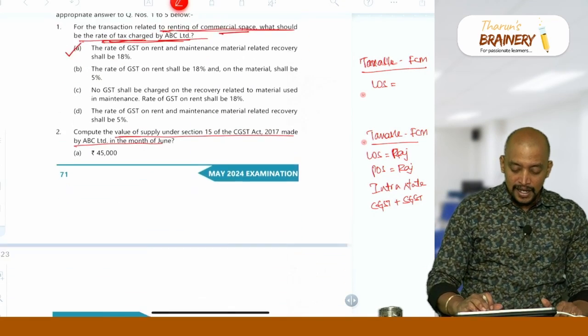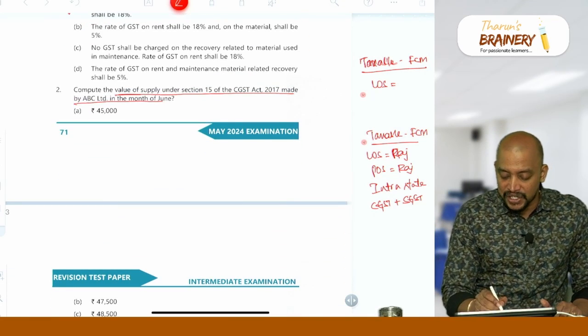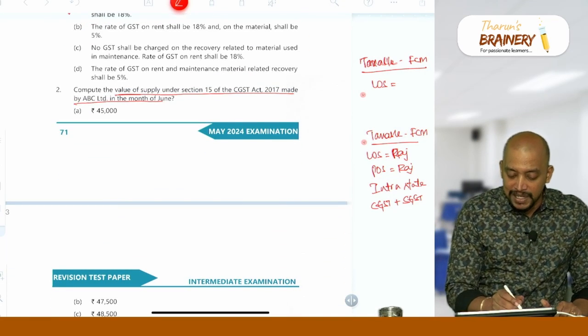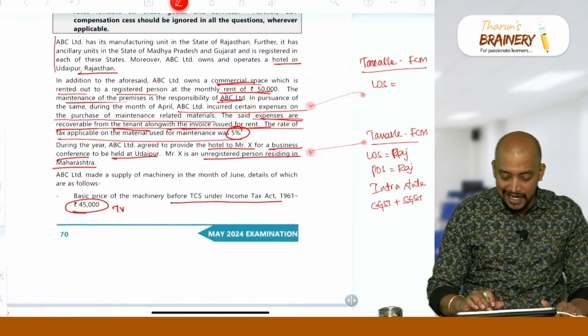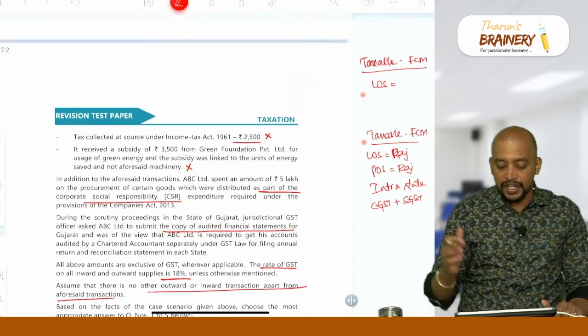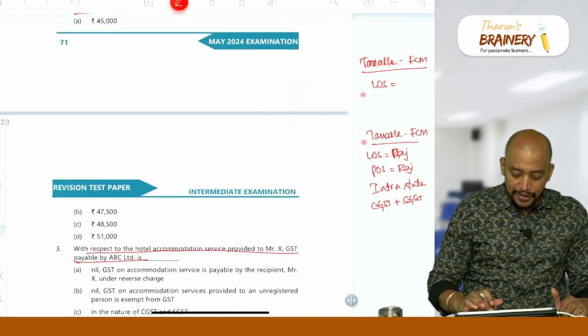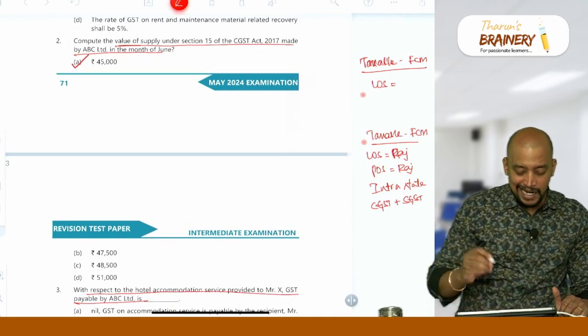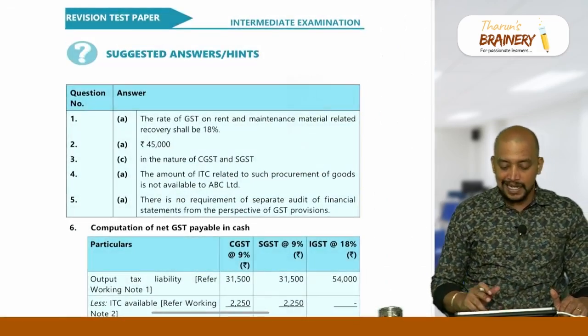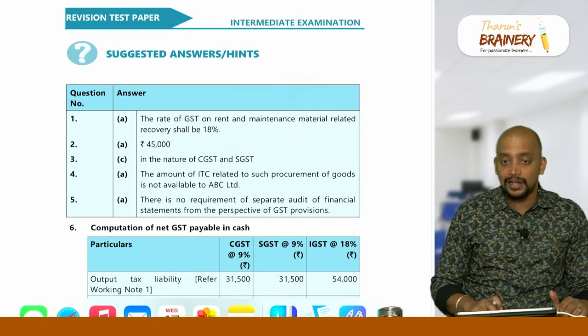The next one, compute the value of supply under section 15 made by ABC Limited in the month of June. What will be taken as a value of supply? Only 45,000, because these two should not be included. So 45,000 will be taken as the answer. So see the answer for this, A, 45,000, understood?